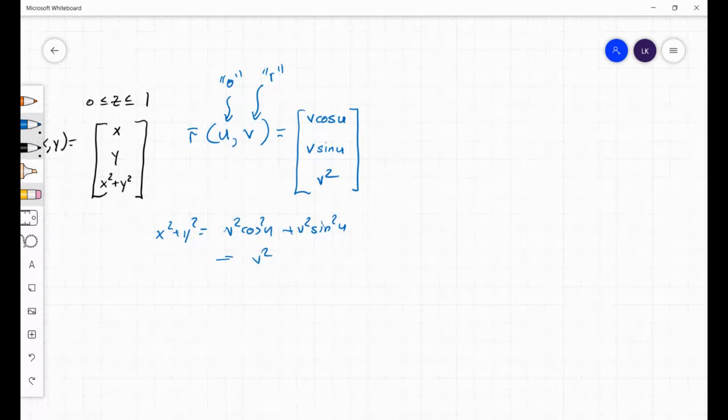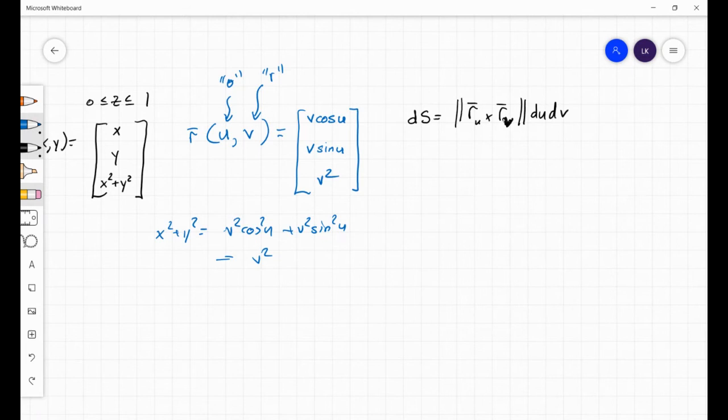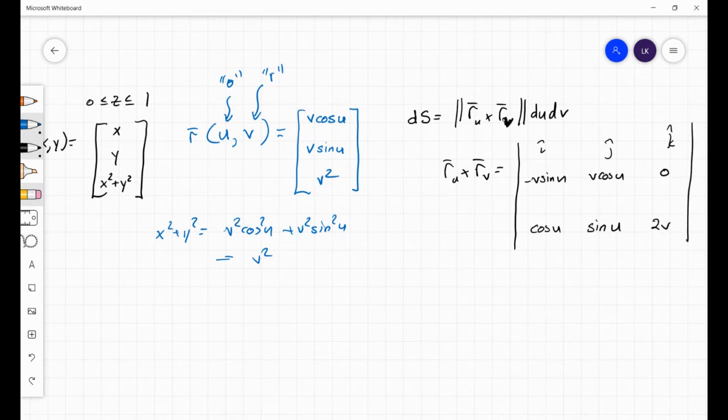And we want to find surface area. So I would have to take the cross product of these two derivatives, du dv. So the derivative of r with respect to u and then the derivative of r with respect to v. And we take the cross product.